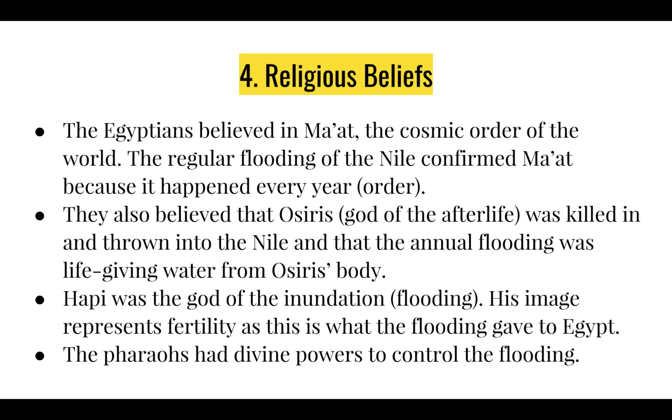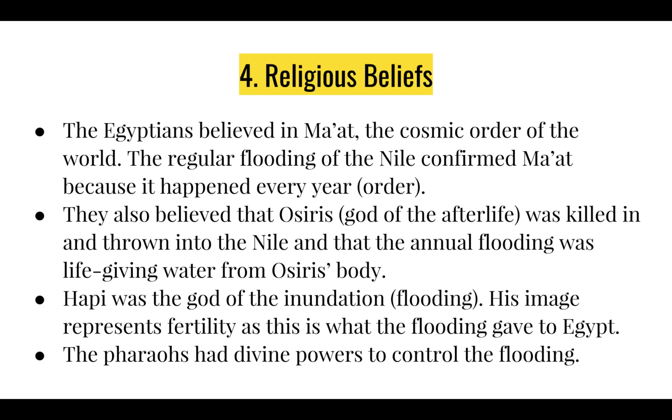In terms of that actual flooding, they had another god, and you'll see when you study it more closely that they had lots of gods. Hapi was the god of the flooding, and his image represents fertility, as that's essentially what the flooding was for Egypt, that fertile land where they could grow crops on.